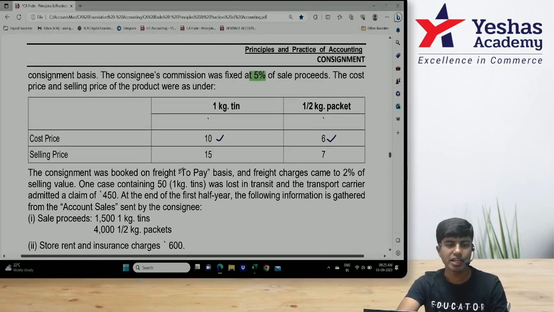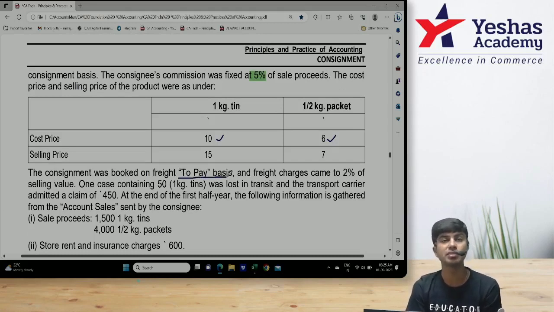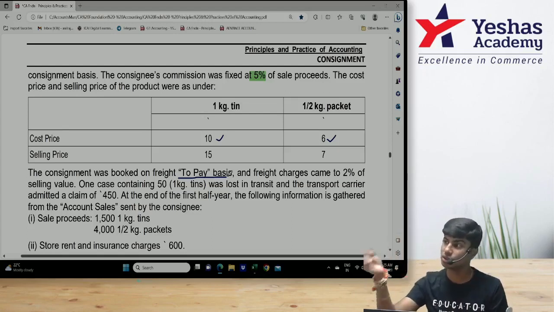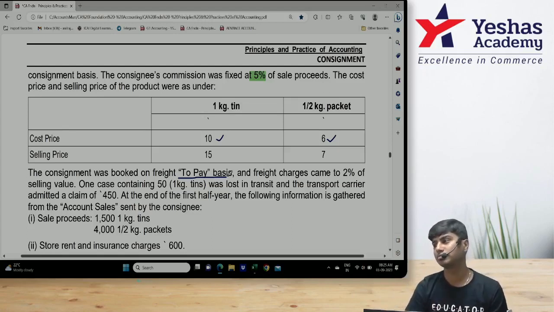Consignment was booked on freight to pay basis. What do you mean by to pay basis? Consignment stock is sent without the consignor paying. The consignor will give the goods to the transporter and tell him, my consignee is there. When you give the goods to him, he will pay the money. Collect the money from him then. Even if it is the consignor's city, say the transportation expense is there, that is paid by the consignee.